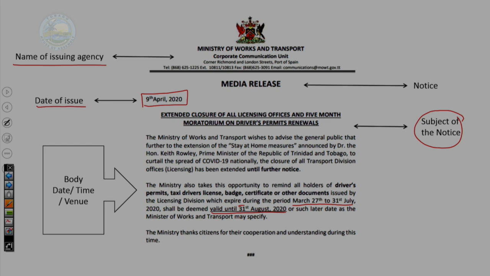This particular media release did not have a complimentary clause on a signatory with a designation. Again, because if we look at the name of the issuing agency, our issuing agency has the name of who this information is coming from.